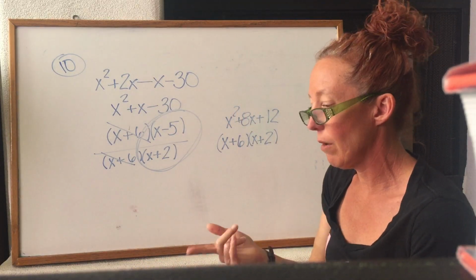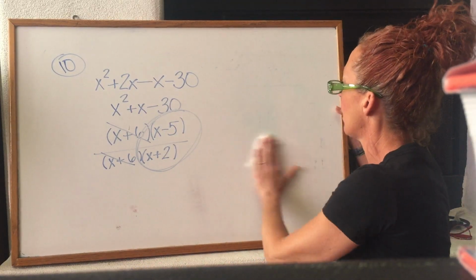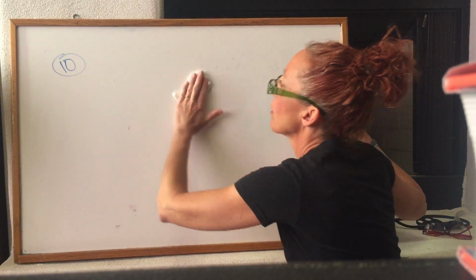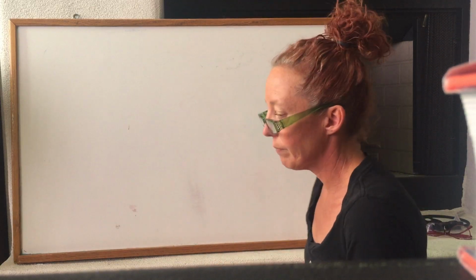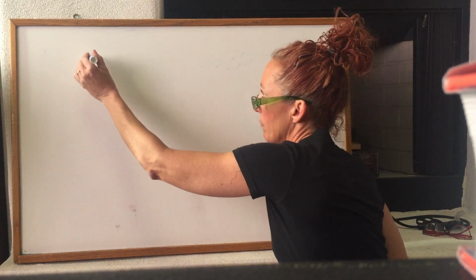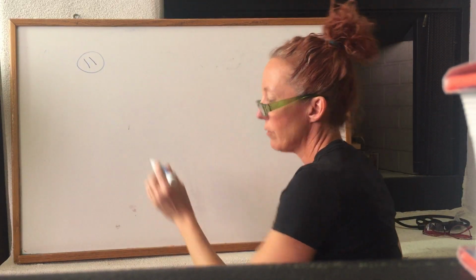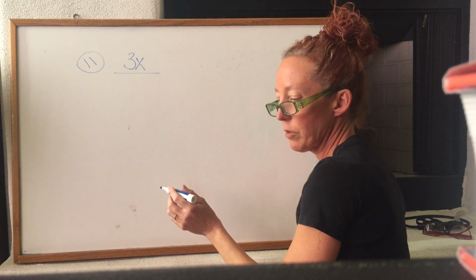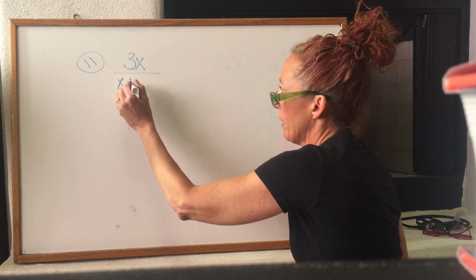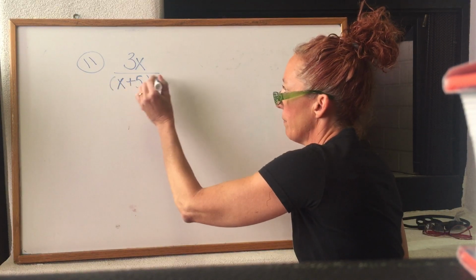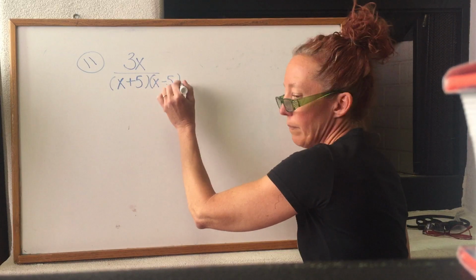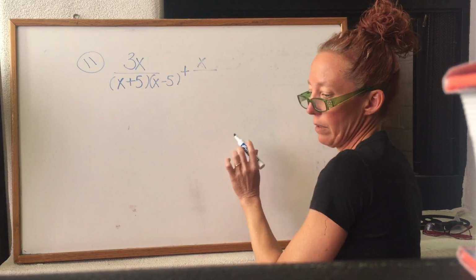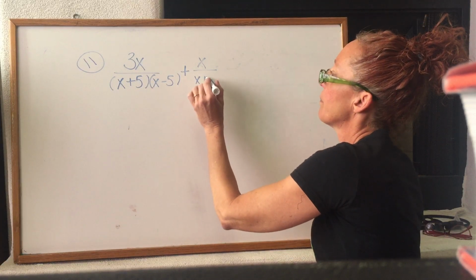Number 11. Okay, so for this one, the denominators are not the same. So now we need to work on getting a common denominator. So 3x over x squared minus 25 can just be written as x plus 5, x minus 5, plus x over x plus 5.